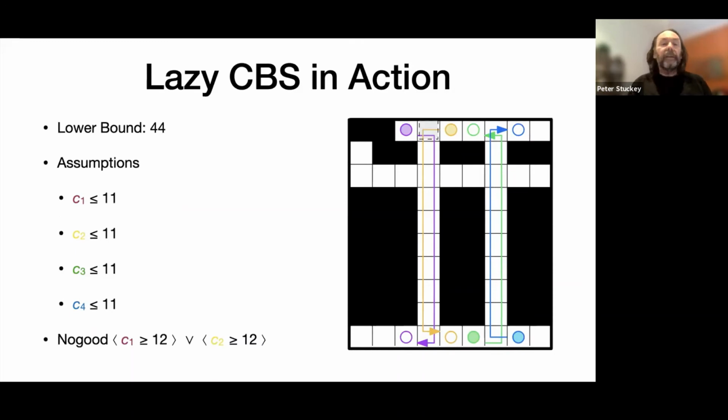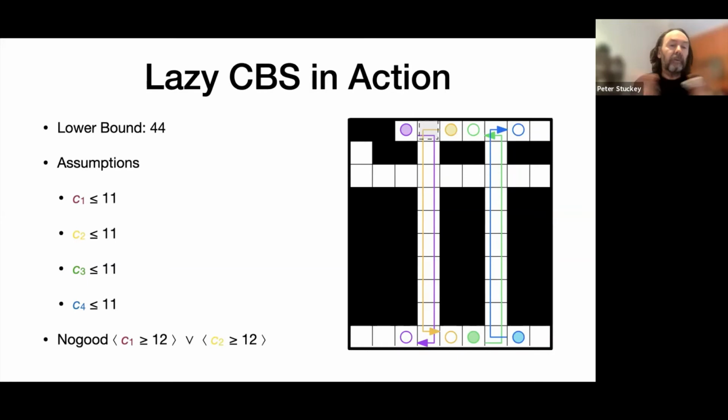And we're going to reason first on the purple and the yellow agents and say, well, actually, we're not going to find this no good. At least one of them has to take at least one more step. So we had this no good that C1 is greater than or equal to 12 or C2 is greater than or equal to 12. Now I'm going to rewrite the objective.